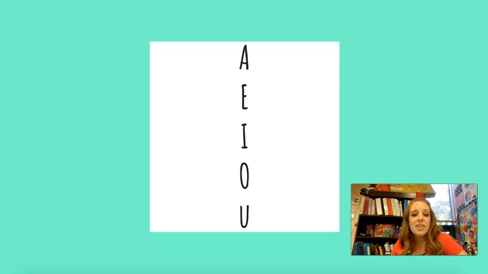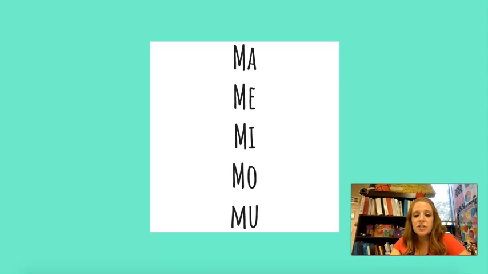All right, so knowing that our five vowels are A, E, I, O, U, let's put some other consonants with them. First, let's do the M-A. It's super easy because it makes the same sound in Spanish that it does in English. So these five syllables would be ma, me, mi, mo, mu. Give it a try. Ma, me, mi, mo, mu. Good job.